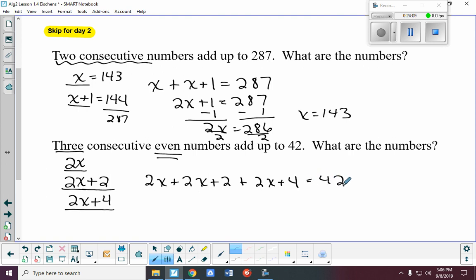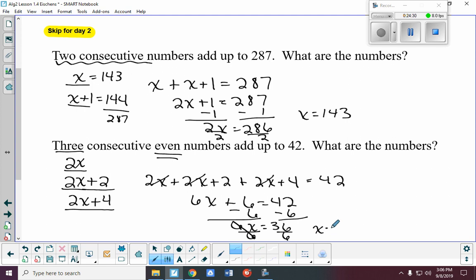Now we simplify like terms. So 2, 4, 6. We have 6x takes care of the x terms, plus 2 and 4, which would be 6, equals 42. And we solve. All right, so x equals 6.